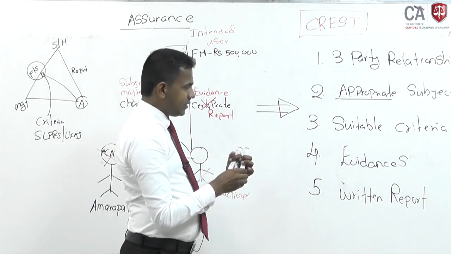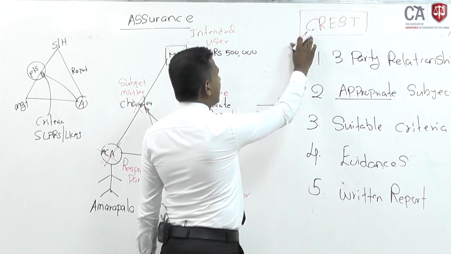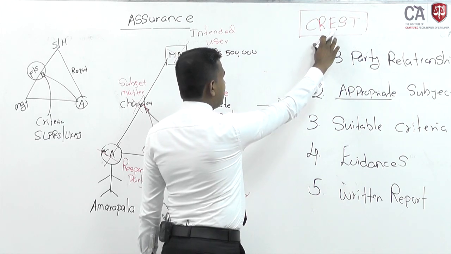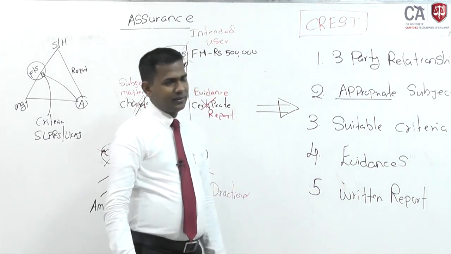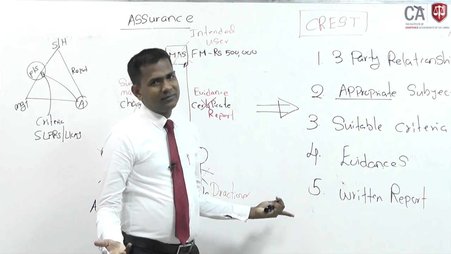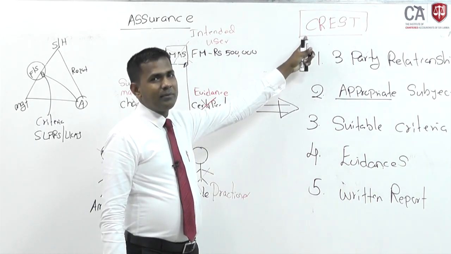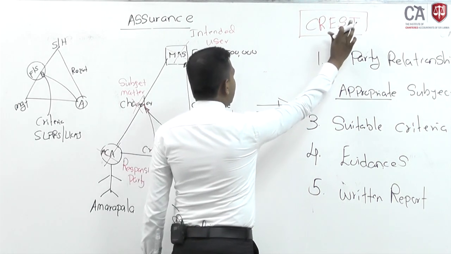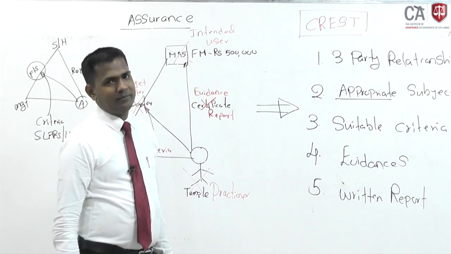What is meant by CREST? CREST means: C means criteria, R means report, E means evidence, S means subject matter, T means tripartite relationship. It is not always in this order, but if you can remember, this is the best order. If you want to remember in a short form, this is CREST: criteria, report, evidence, subject matter, and the tripartite relationship. If the CREST prevails, it is an assurance work, right?